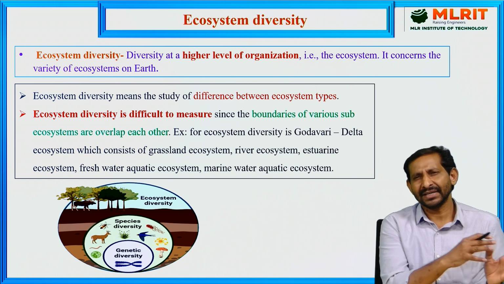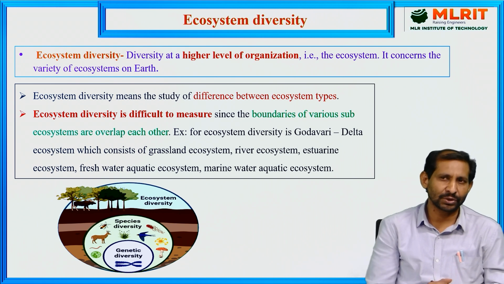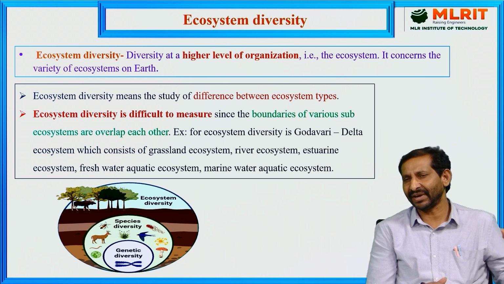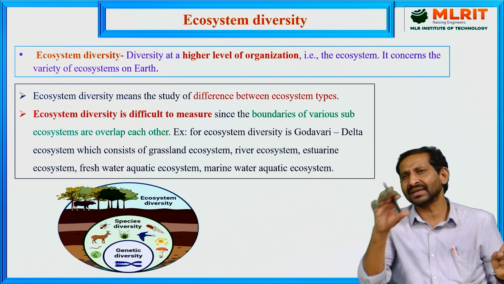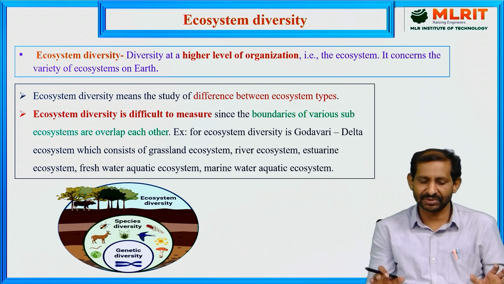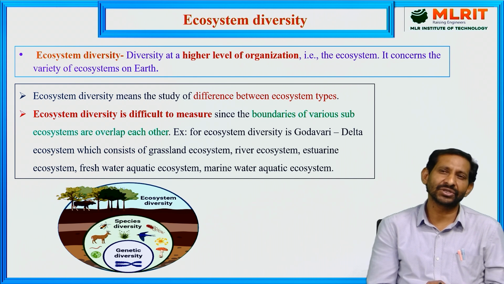For example, a marine ecosystem does not grow in a freshwater ecosystem because the salinity will be very low. Those conditions will not support its growth. So that's why diversity between different ecosystems comes about. That is called ecosystem diversity.